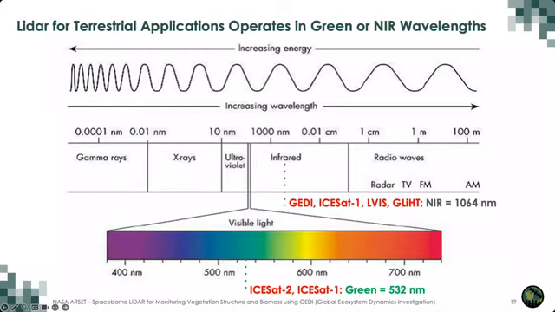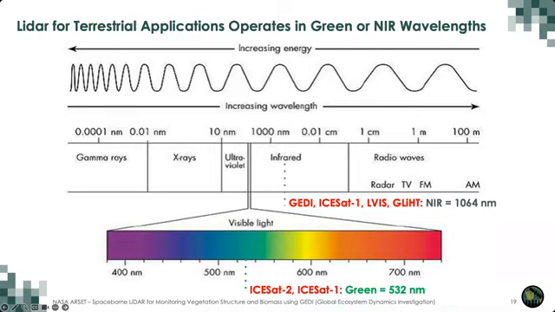LiDARs focused on terrestrial studies operate at either green or near-infrared wavelengths. The frequencies of these wavelengths, unlike microwave frequencies, cannot penetrate through clouds. LiDAR for terrestrial applications uses near-infrared lasers like JEDI's 1064 nanometer laser because it reflects strongly off of vegetation. In contrast, bathymetric LiDAR uses a green light laser because that wavelength effectively penetrates water.